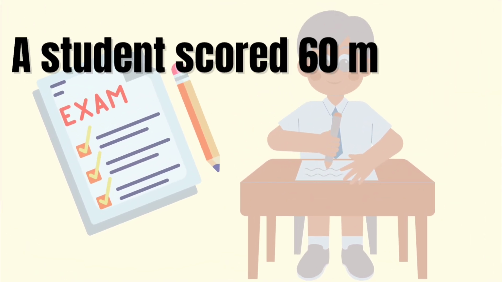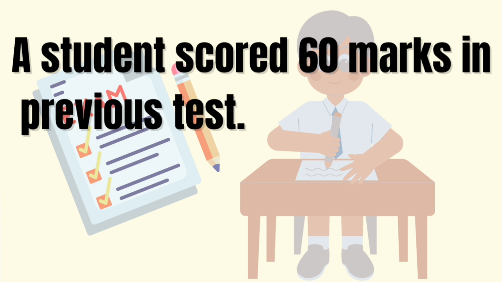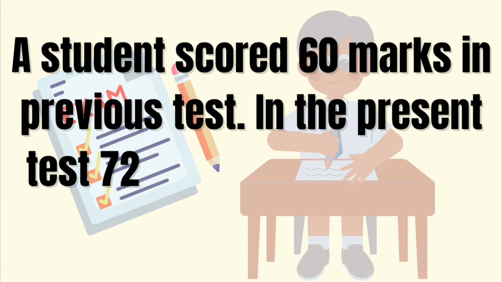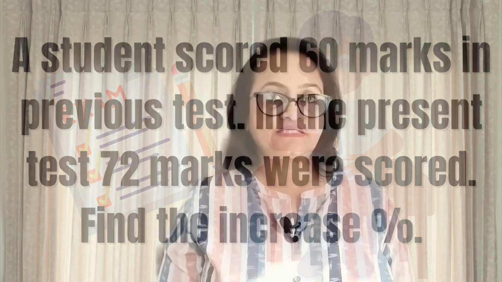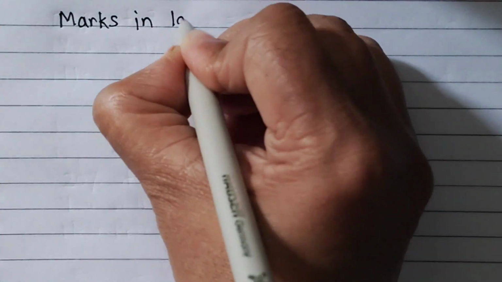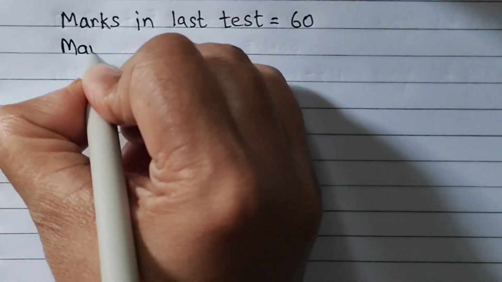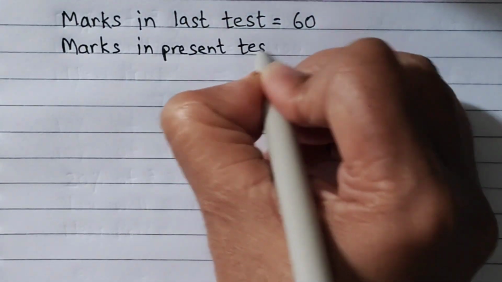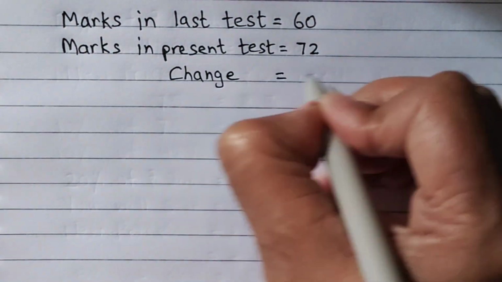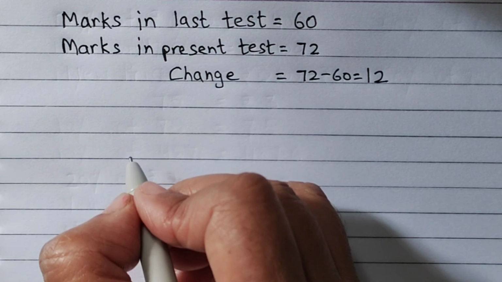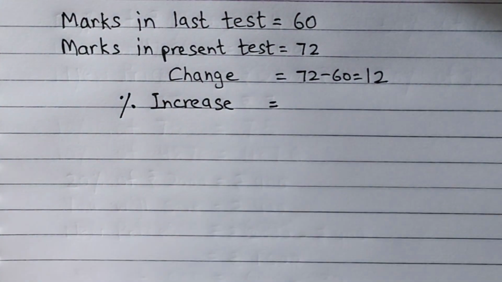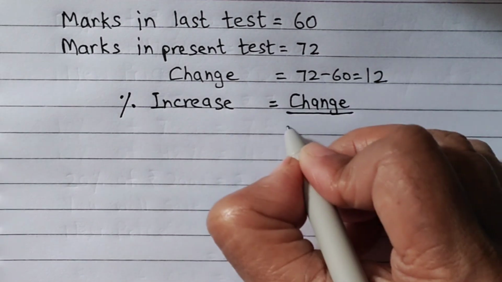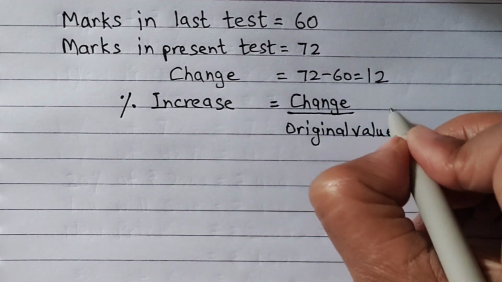Next example, a student scored 60 marks in the previous test. In the present test, 72 marks were scored. Find the increase percent. So marks in the last test were 60. Marks in the present test, 72. Change in marks, 72 minus 60, is 12. Now we will find the percent increase. So for that the formula is change upon original value multiplied by 100.